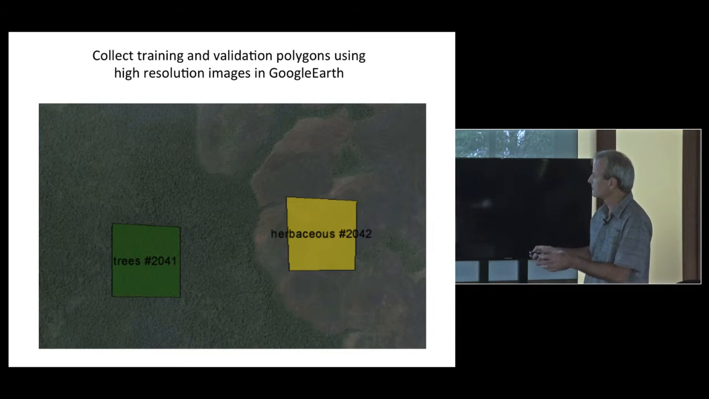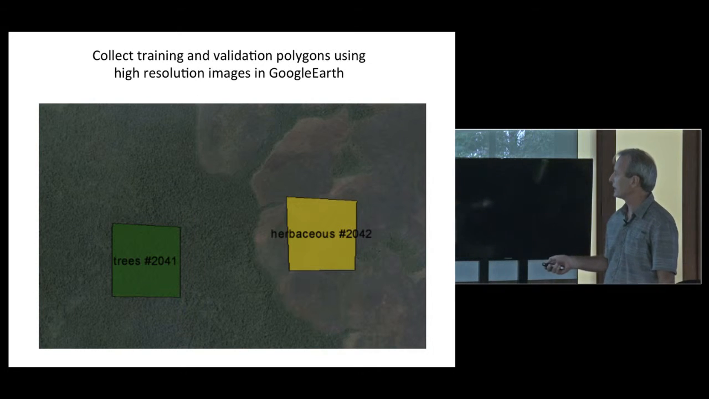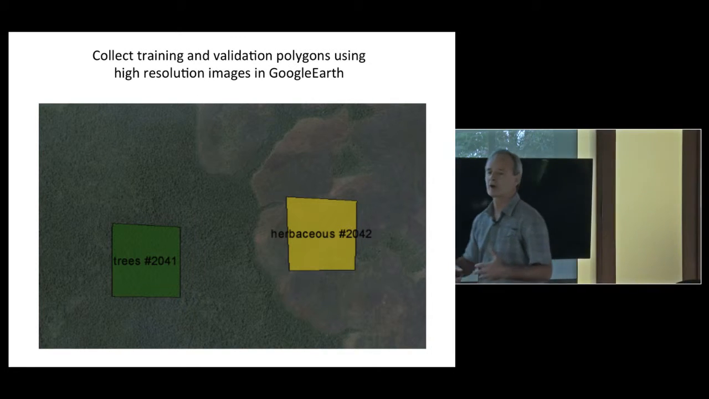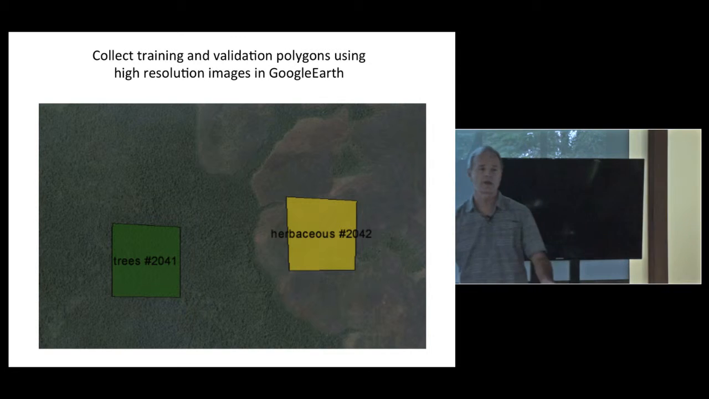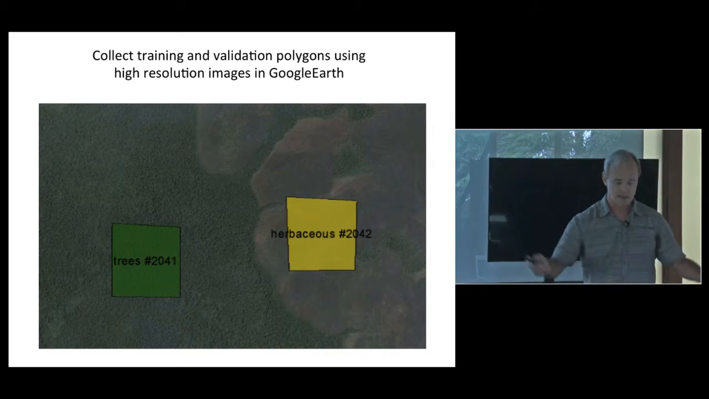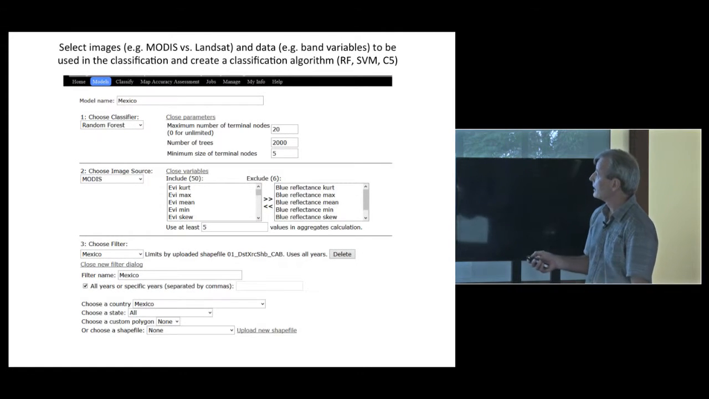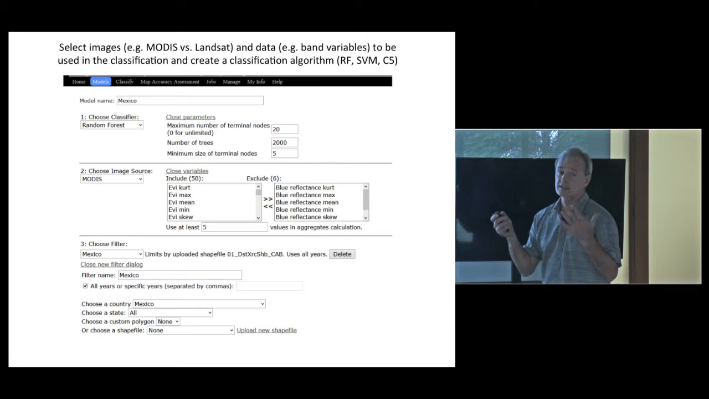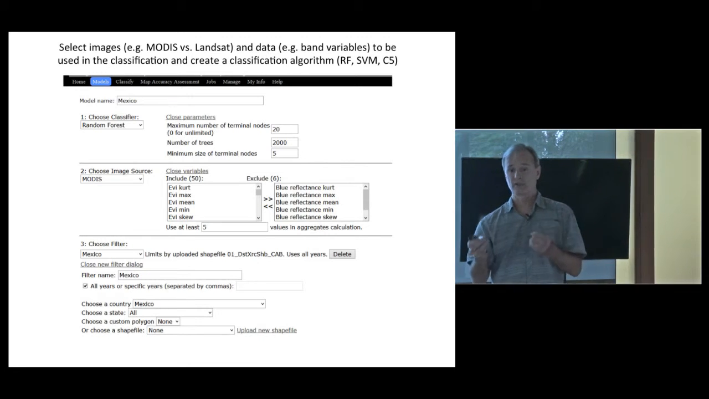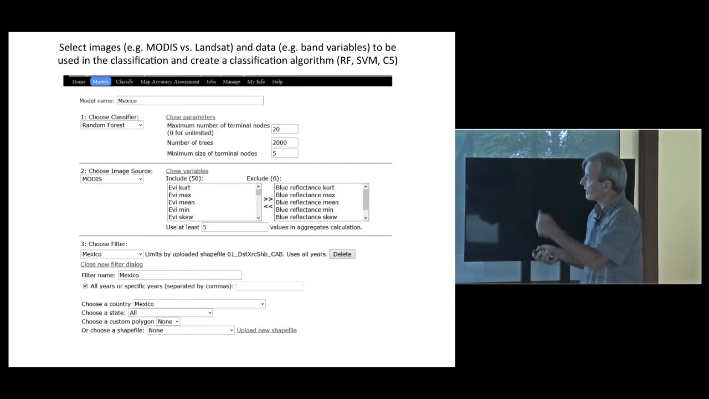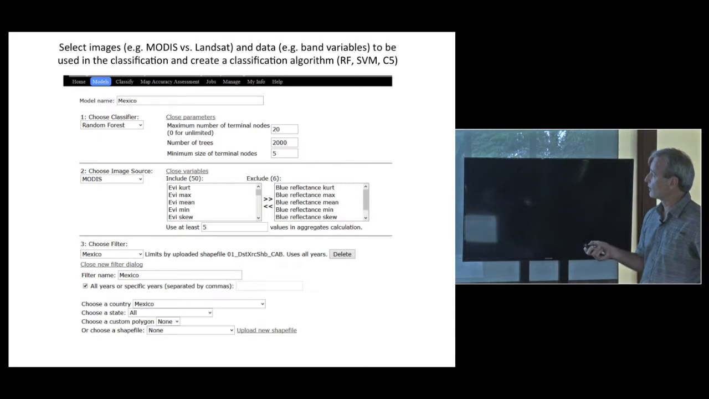Here I've gone over here, made another training polygon for herbaceous. You go through this process, getting hundreds or thousands of different polygons around the region that you would like to classify or make your maps for. When you've done that, now it's time to make the classification algorithm. And we have a series of drop-down options.